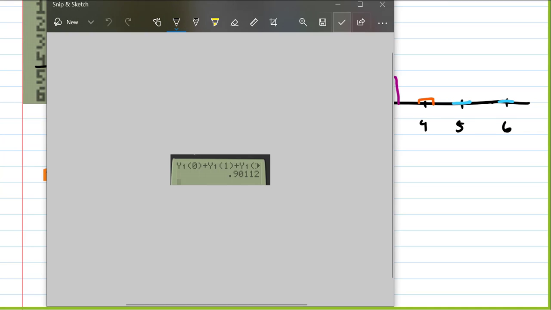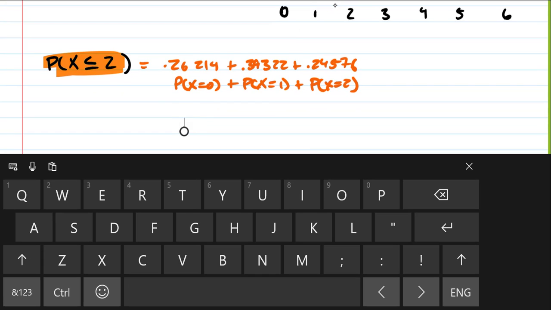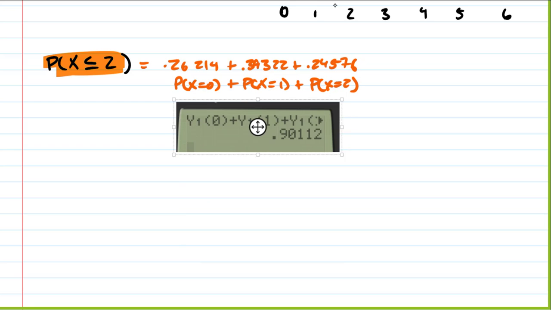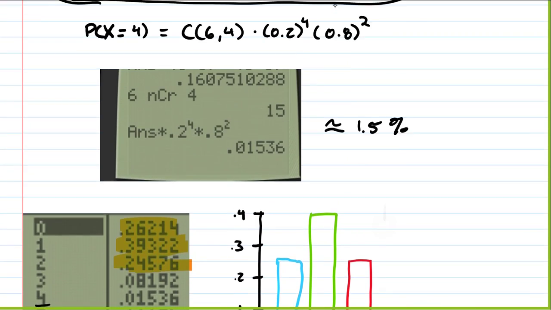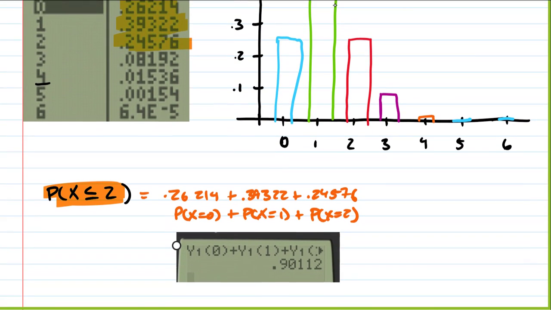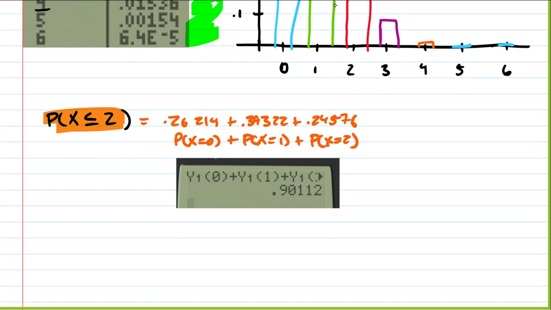Putting those into our calculator gives us 0.90, so like 90%, right? Our next one says, compute the probability that x is bigger than or equal to 2, right? Well, bigger than or equal to 2 would be all of the stuff starting at 2 all the way to 6.